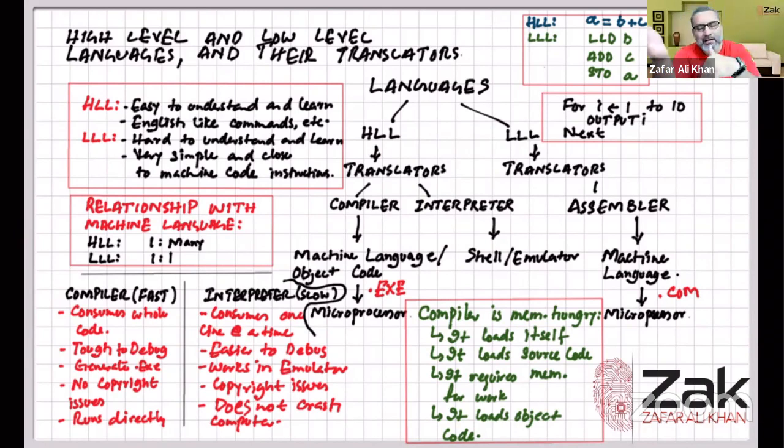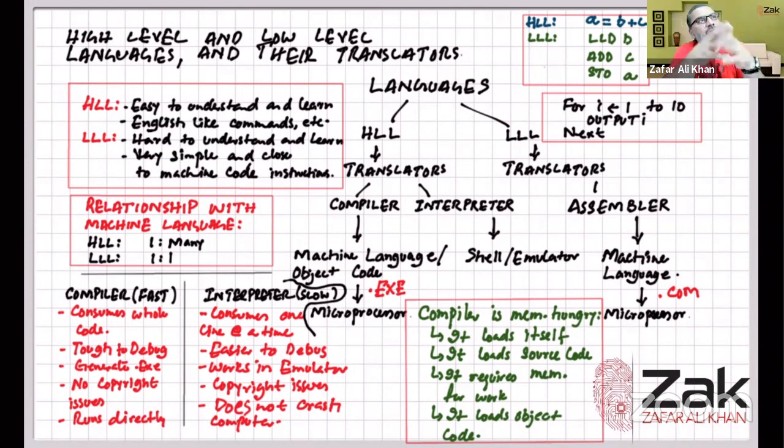On the other hand, the interpreter is much slower because it takes every line, converts it, executes it, then takes another line, and it is doing everything slowly. It consumes not the whole source code, but one source code line at a time. It is easier to debug.